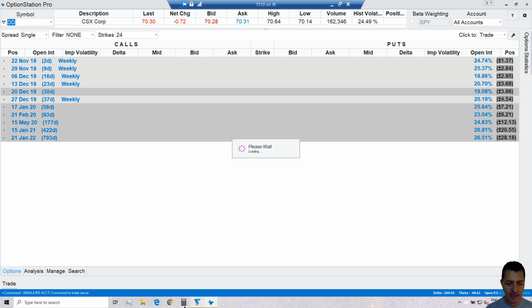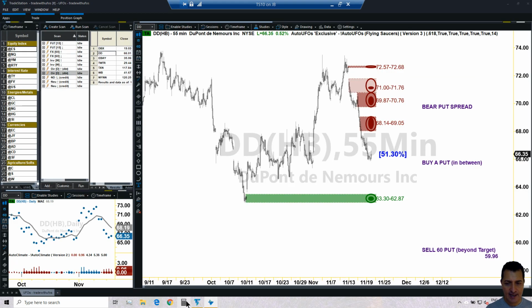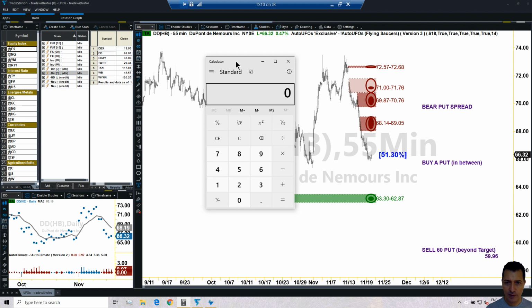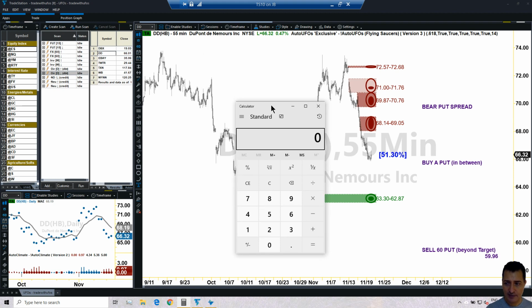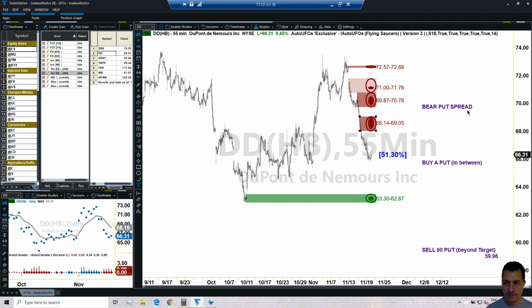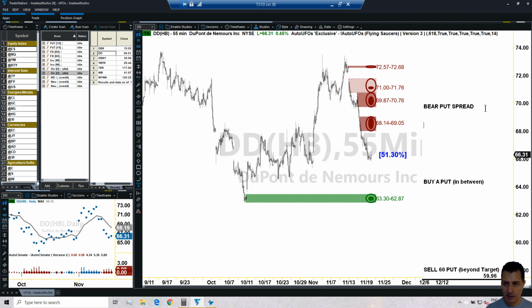Okay, so I'm gonna get ready to plan this trade. The next thing I need to do as the option chain loads is to pick an expiration date. And for me to be able to do that, I also need to calculate the time to target. So I'm gonna take my entry point, which is right here, 68.01. Entry at 68.01.